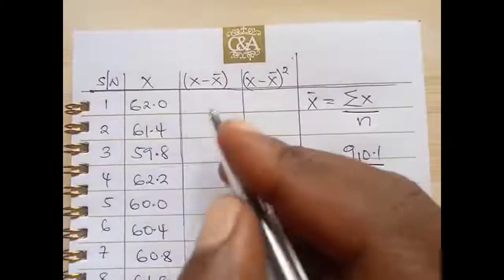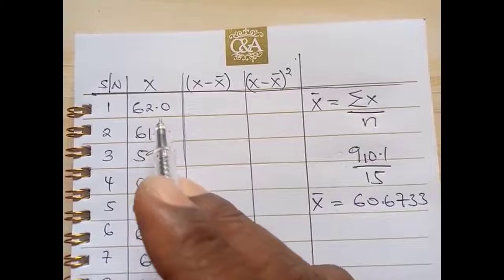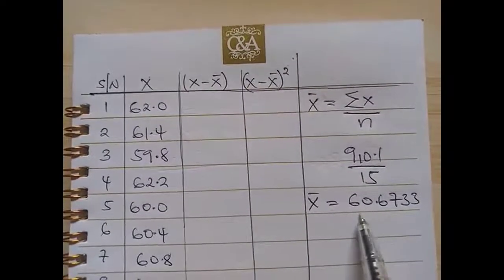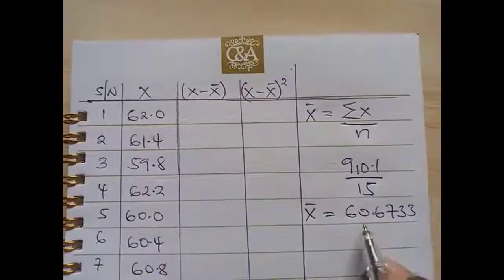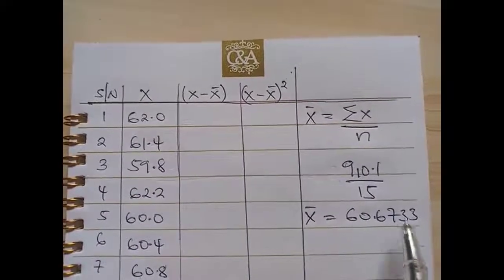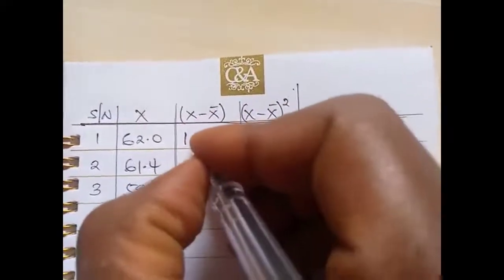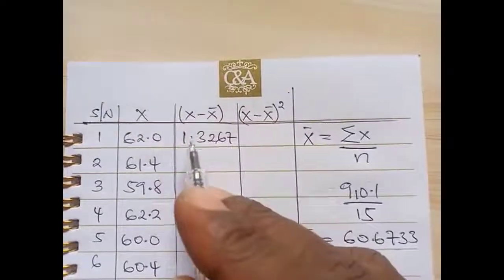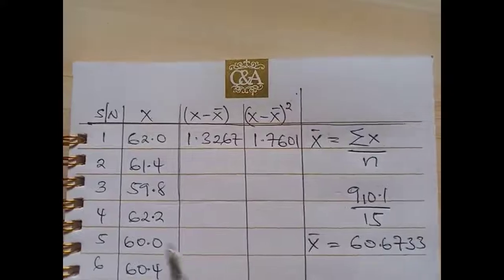So for us to now fill this table is x minus x bar. So our x is 62.0 minus our x bar. The x bar is the average. Mean means average. So 62.0 minus the mean will give us approximately 1.3267. If we square that value, we'll get 1.7601. So the same thing we will do.